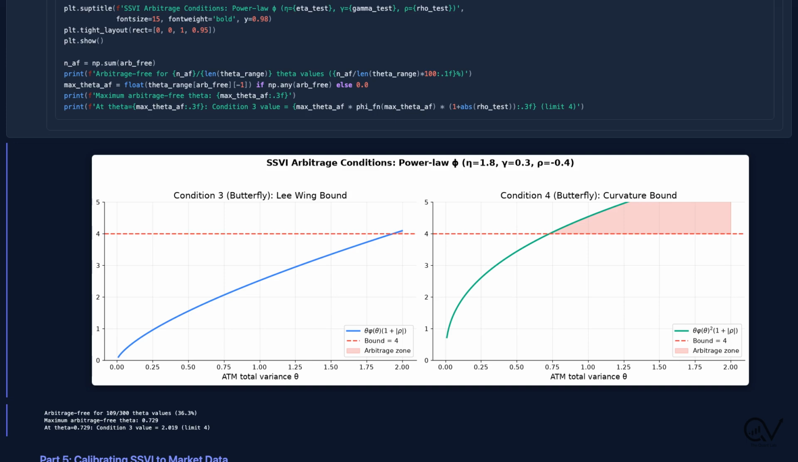The right panel shows the second condition, which involves phi squared. This is often the binding constraint. In practice, you simply choose eta small enough that both products stay below 4 for all realistic theta values in your term structure. Alternatively, you use the modified power law with the 1 plus theta damping factor, which ensures both conditions hold for all theta, provided eta times 1 plus rho is at most 2.